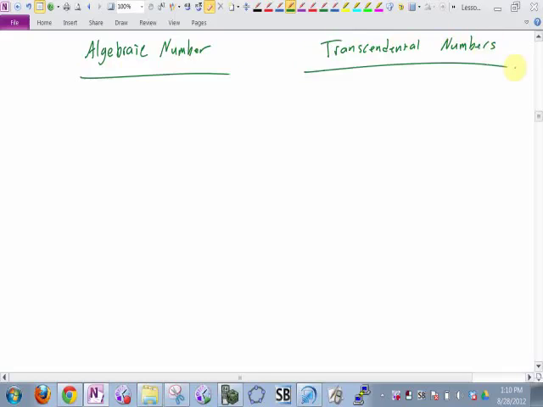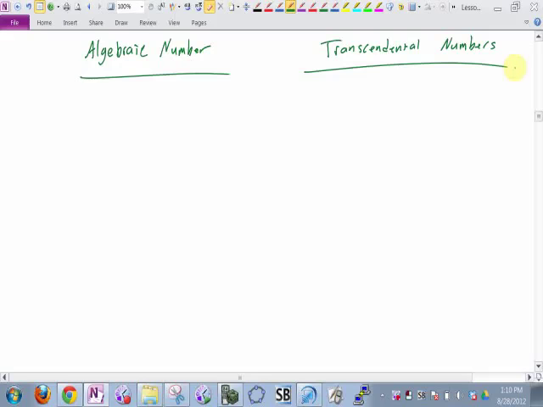Okay? So algebraic numbers and transcendental numbers. What was the common theme you saw in every one of those algebraic functions? They all involve some sort of, what's the P word? Polynomial, right? Linears are degree 1 polynomials, quadratics are degree 2 polynomials. A rational function is just a polynomial divided by another polynomial.